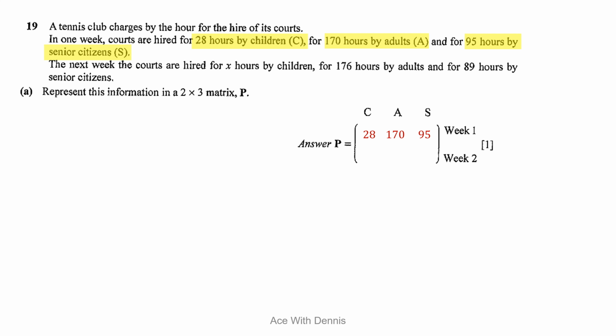So the second row, week number 2, X hours by children, hence we write X here. 176 hours by adults, so this is 176, and 89 hours by senior citizens, so 89 is written here. So this is the answer.